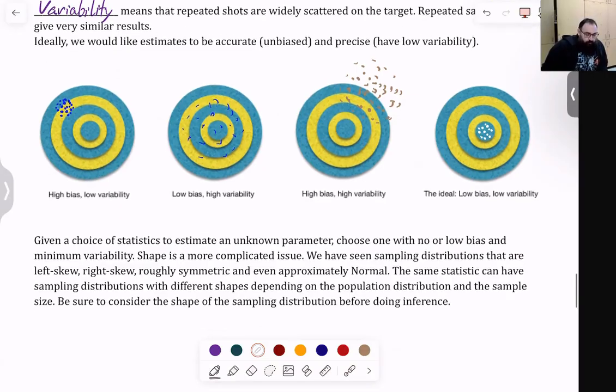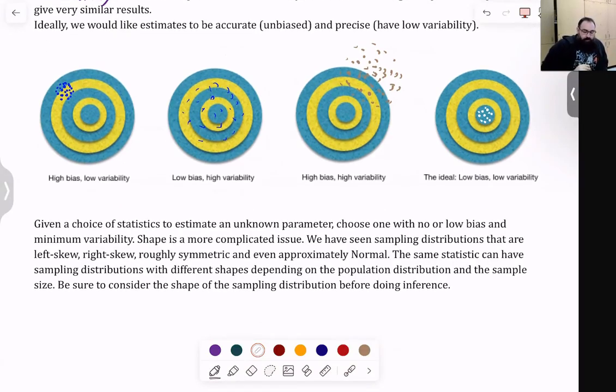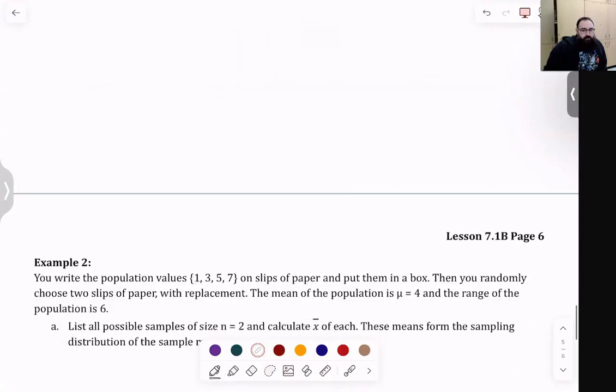Okay, so given a choice to estimate an unknown parameter, we want to choose one that has no or low bias and minimum variability. Now, shape is a little more complicated of an issue. So we've seen that sampling distributions that are left skewed, we've seen some right skewed, we've seen symmetric, we've seen normal. The same statistic can have sampling distributions with different shapes depending on the population and the sample size. We will talk about that more in later sections. But let's go to our last page and then we're all done.